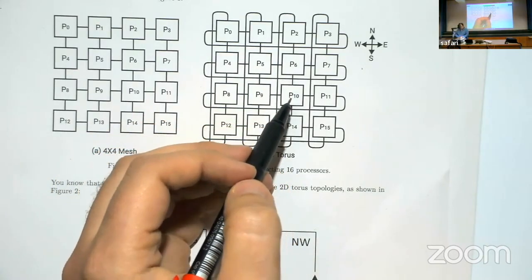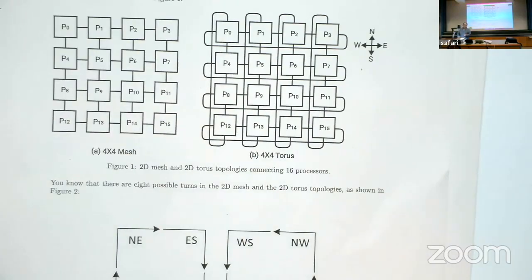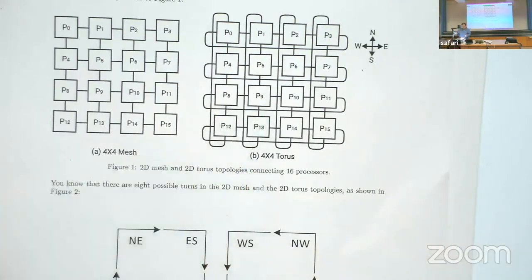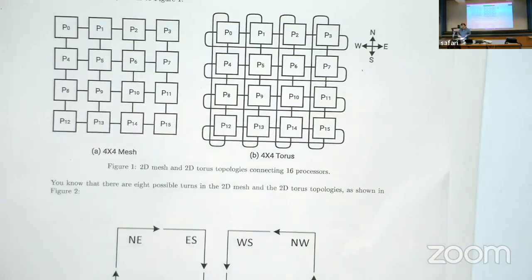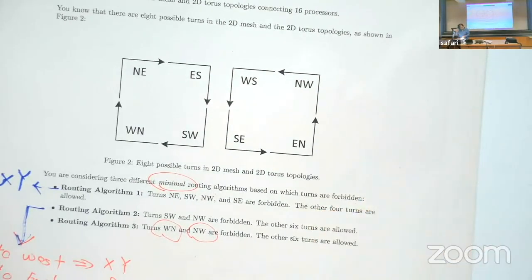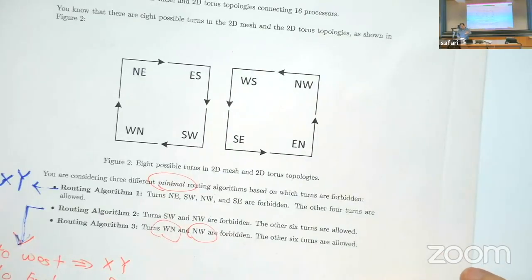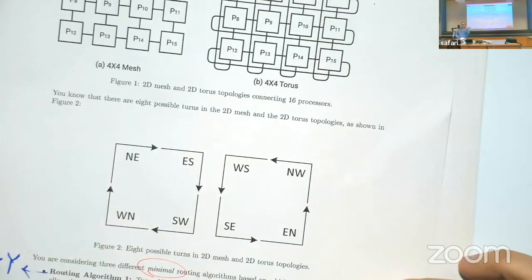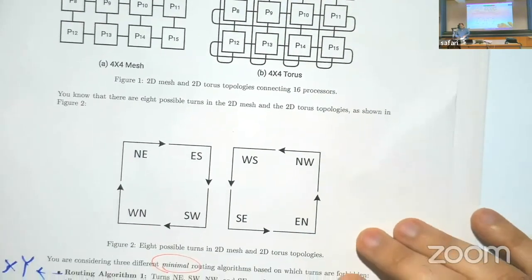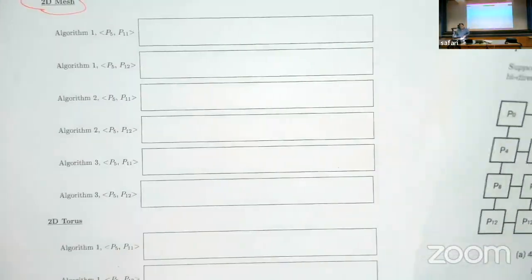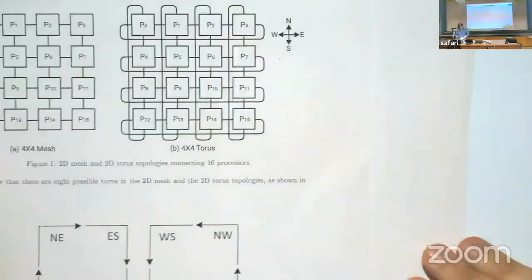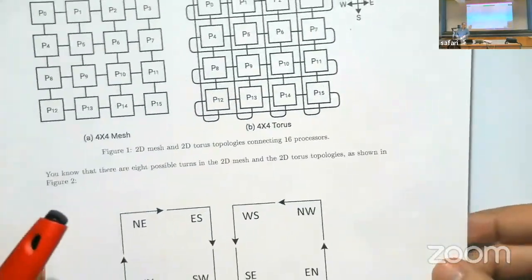P5, P6. For the first algorithm, no, because the first algorithm is XY, right? So we cannot take an east-south turn, right? Because no, we can actually take an east-south turn, but we cannot take south-east, because in the end you need to also take a south-east turn, right? That is forbidden. Okay. So I'm not going to explain more for the first part of this question, because I guess you can see them from the solution.